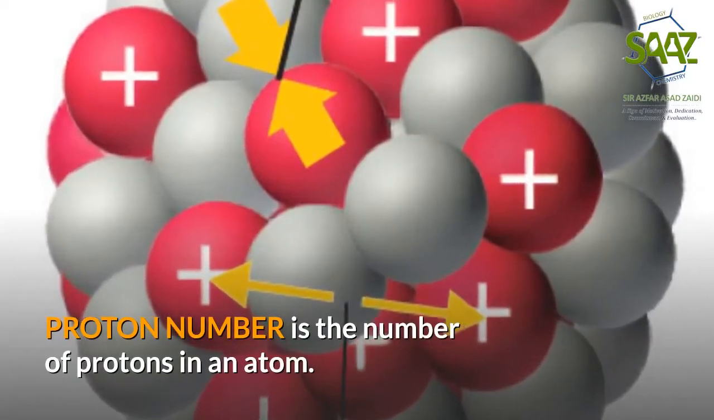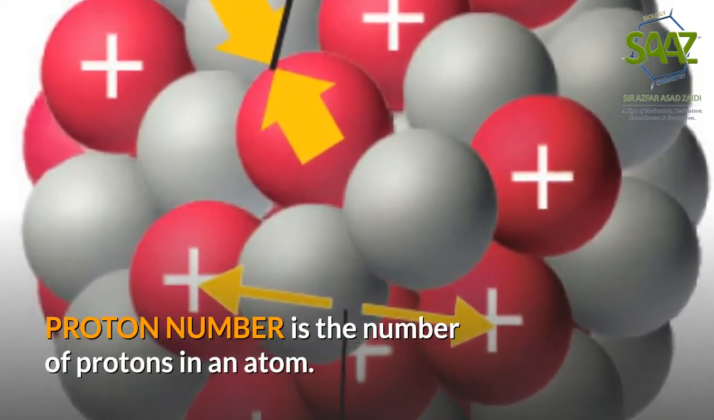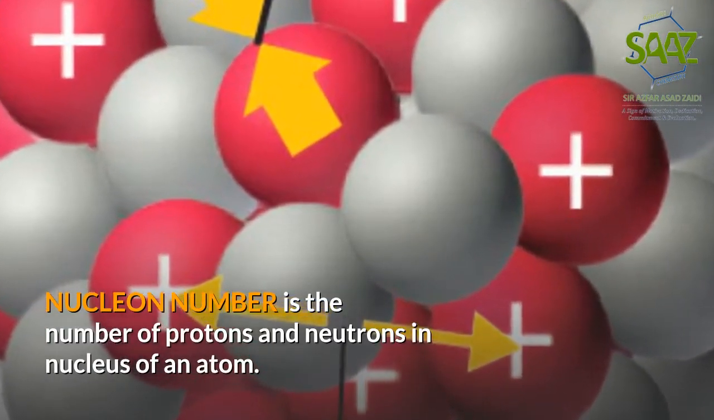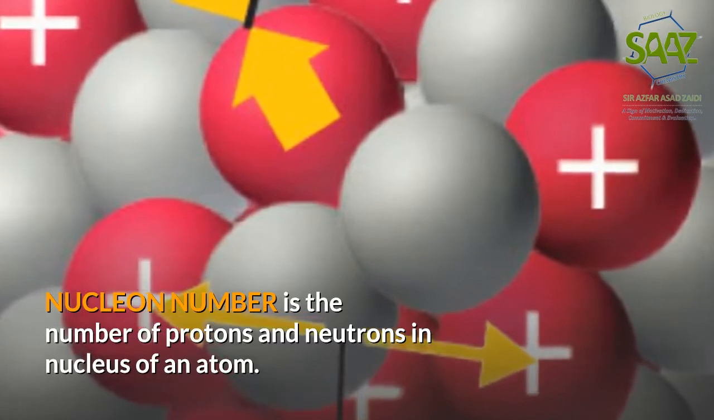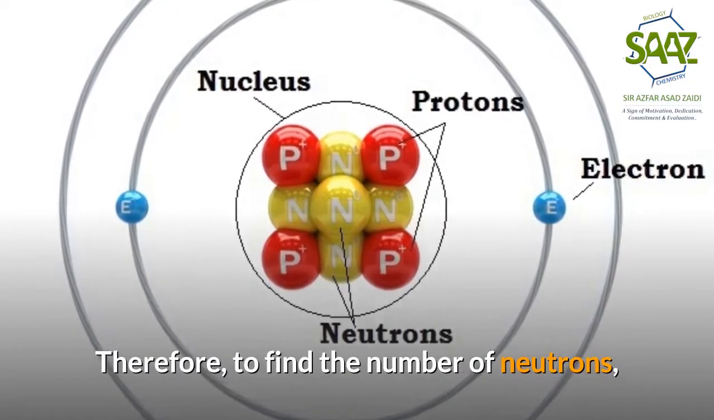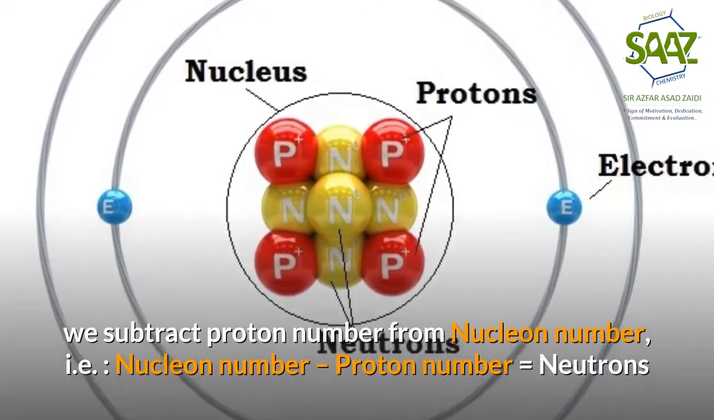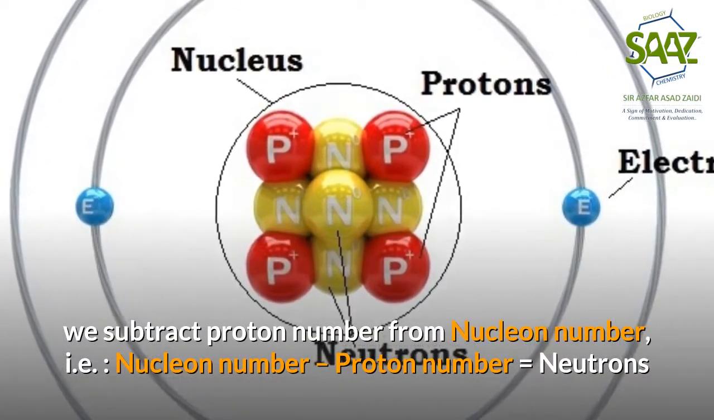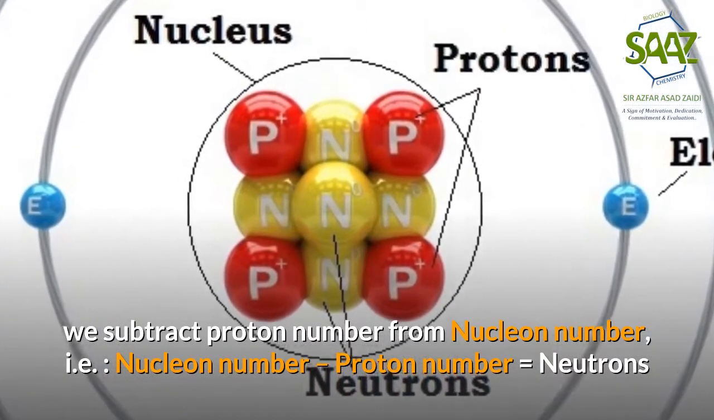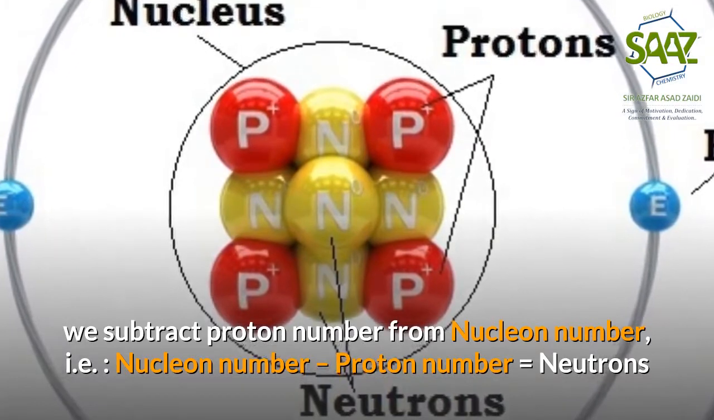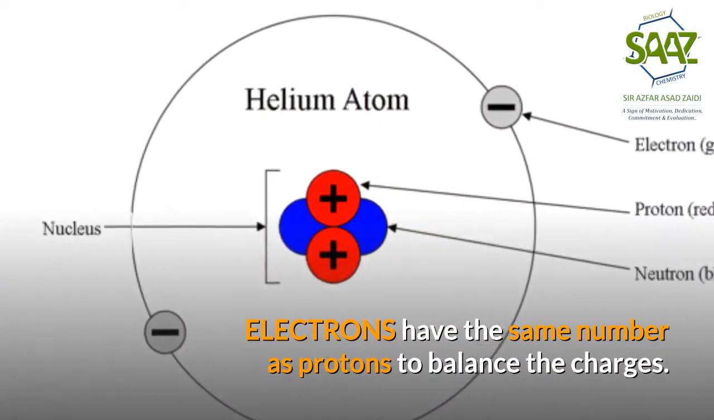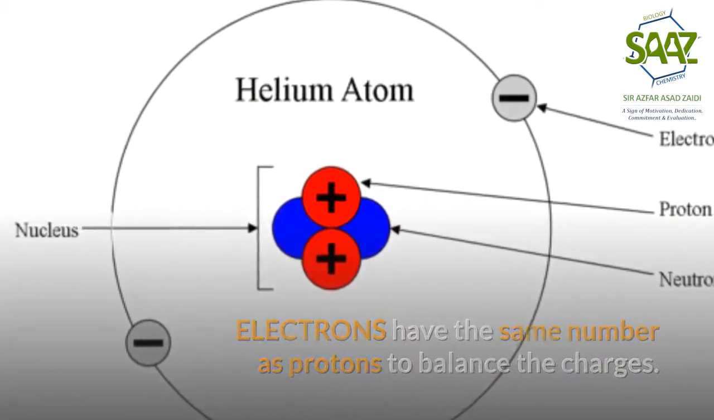Proton number is the number of protons in an atom. Nucleon number is the number of protons and neutrons in nucleus of an atom. Therefore, to find the number of neutrons, we subtract proton number from nucleon number. That is, nucleon number minus proton number is equal to neutrons. Electrons have the same number as protons to balance the charges.